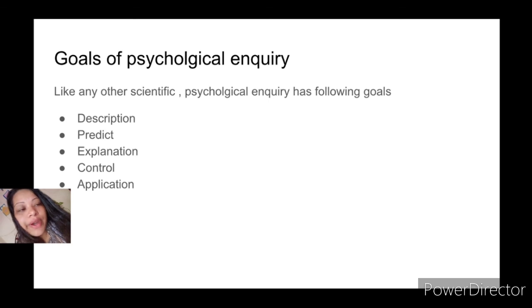So for today I'll wind up the class with this introduction part. Tomorrow we shall do a Zoom class, and please write the objective of the chapter and also the goals of psychological inquiry. The description is already given in the book. Please write it down.